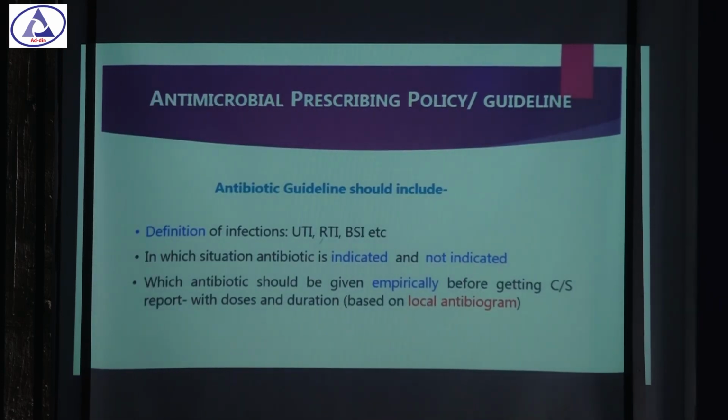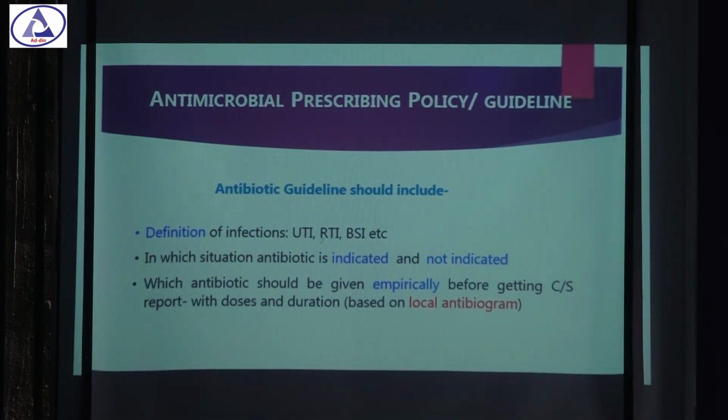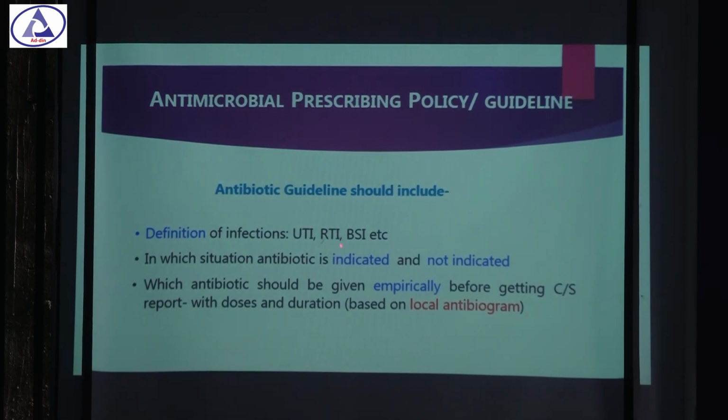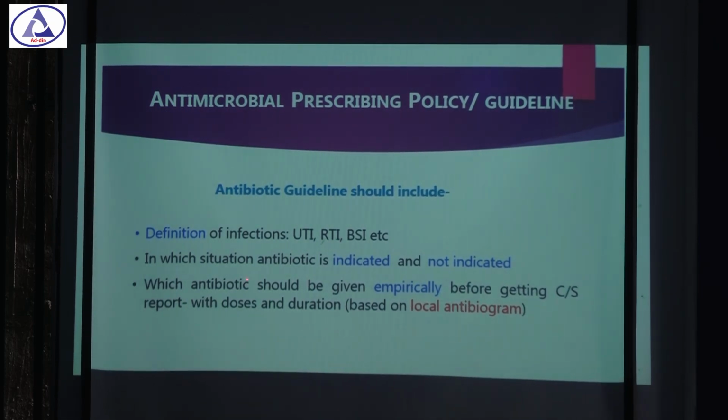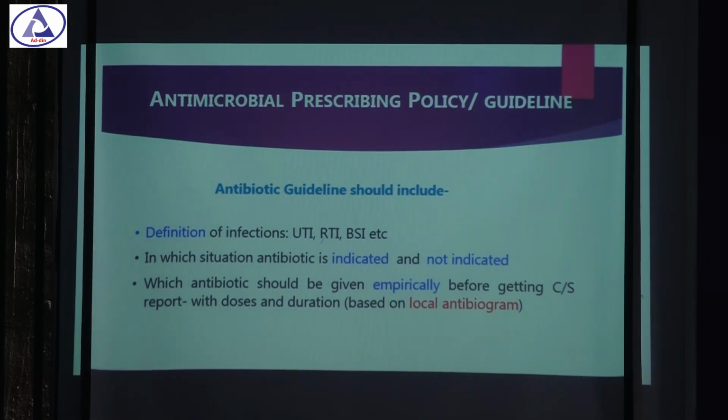Now, the antimicrobial prescribing policy or guideline should include the definition of infections clearly, such as what is UTI, what is respiratory infection, etc. In which situation antibiotic is indicated, and which antibiotic should be given empirically will be clearly written. It will also be mentioned, based on the local antibiogram of that particular hospital.